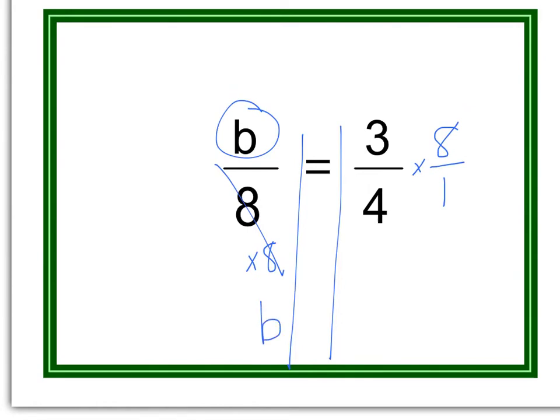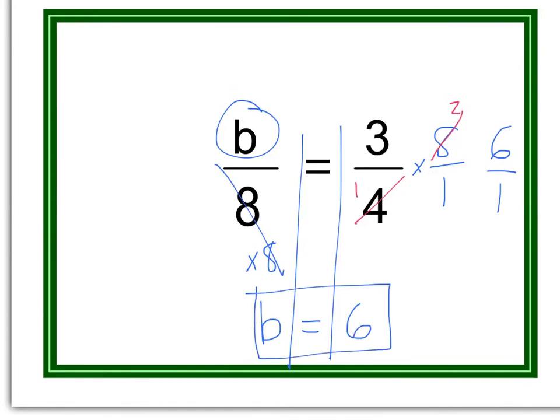So I've got b left over on this side, and on this side I could simplify before I multiply actually. Let's look at this. I could take a 4 out of each of those. 8 has 2 4s. Okay, so now I'm going to multiply across the top. I get 6. Multiply across the bottom, I get 1. 6 over 1 simplifies to just plain old 6.